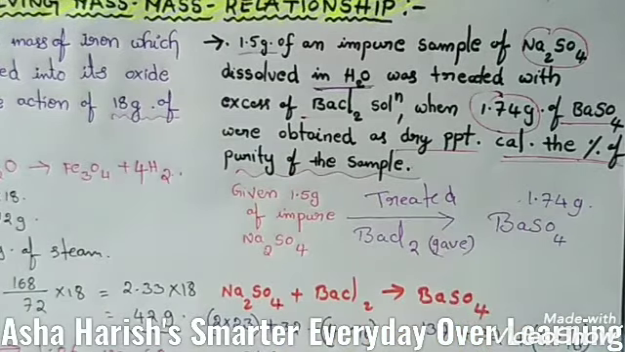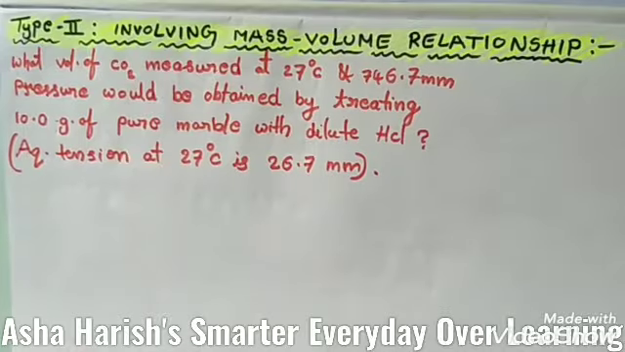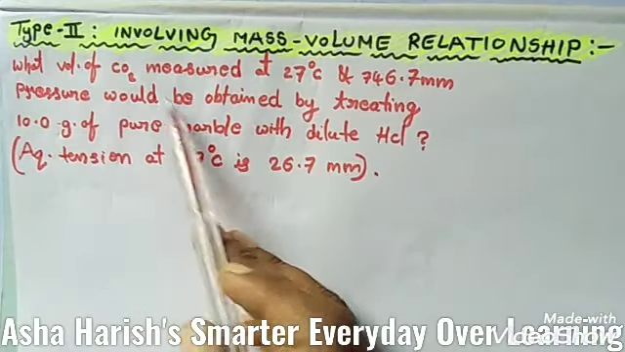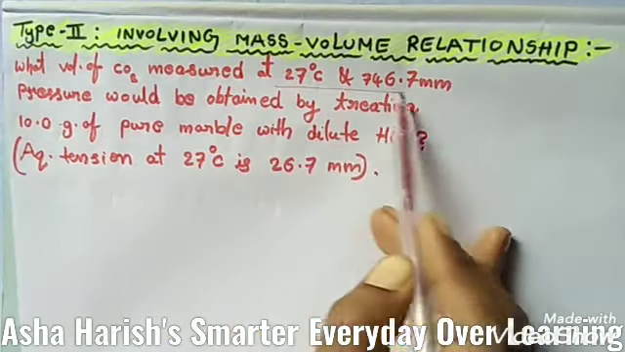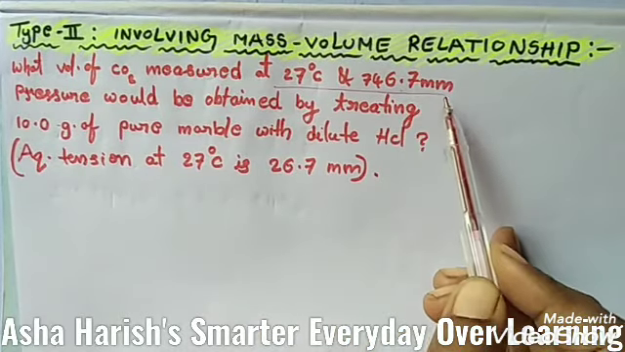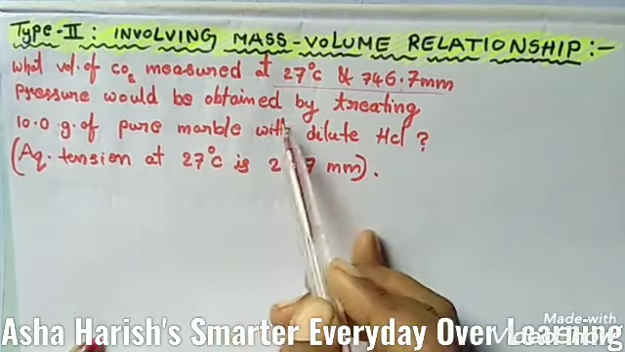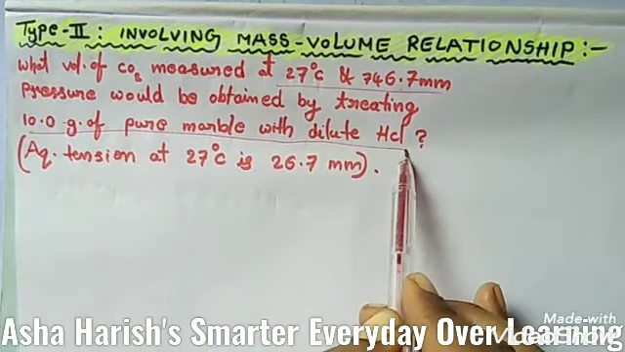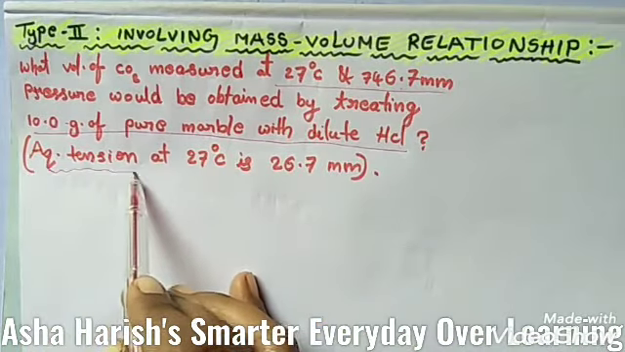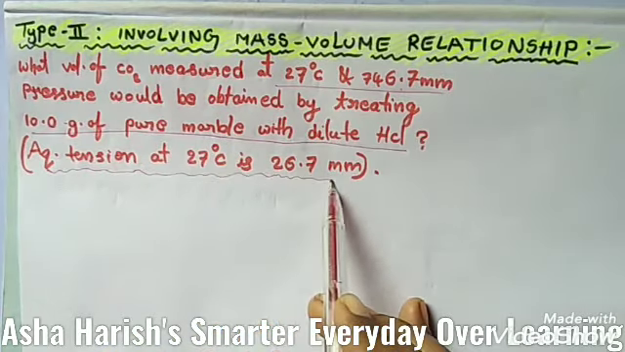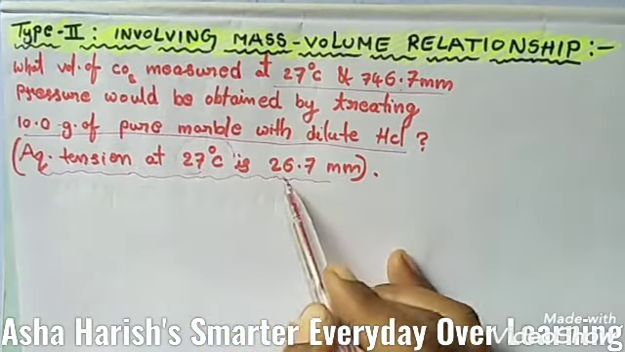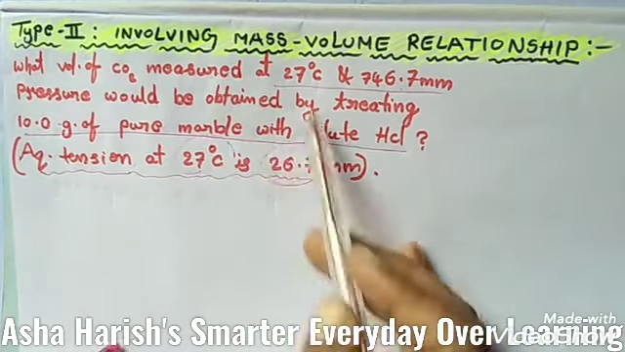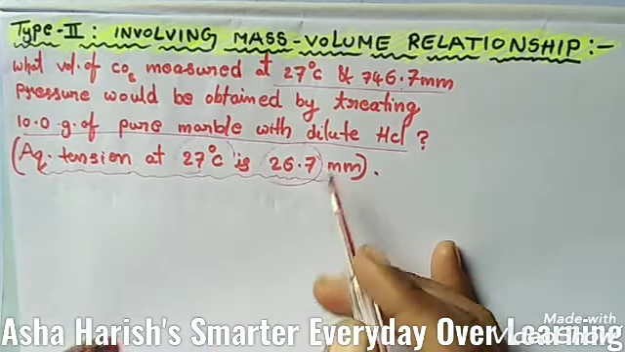Okay, let us go for the next one, type 2, involving mass and volume relationship. Question number 1: what volume of CO2 measured at 27 degrees Celsius and 746.7 millimeters pressure would be obtained by treating 10.0 grams of pure marble with dilute HCl. Here the aqueous tension at 27 degrees Celsius is 26.7.